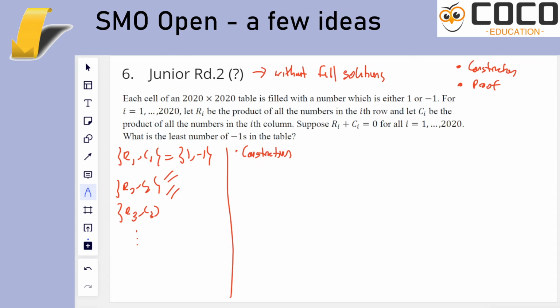Obviously, you don't start from a 20 by 20 table. You can't even draw that, right? So you start with something smaller, like let's say a 4 by 4 table. So you want to put in some ones and minus ones so that the first row and first column there's a 1 and minus 1, second row and second column there's a 1 and minus 1, and so on.